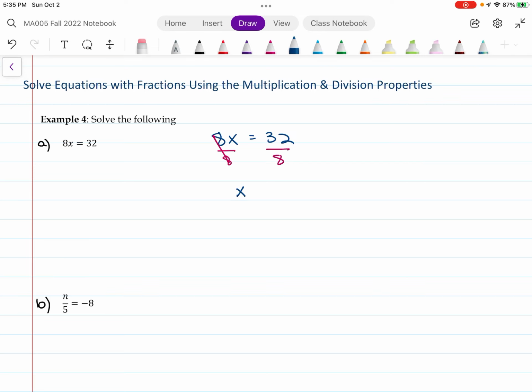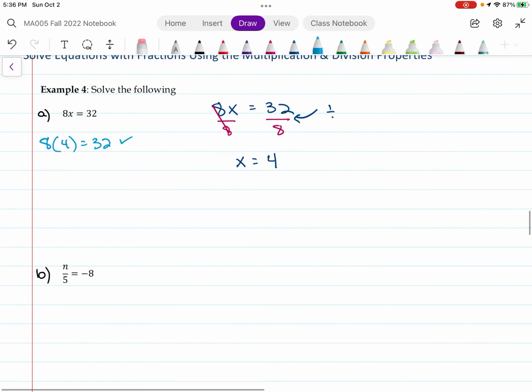And I get x equals 32 over 8. Well, that goes in perfectly. 32 divided by 8, remember, that's just a divide sign. 32 divided by 8 is 4. So how are you going to check that? You're going to check by just saying 8 times the 4 that we got is 32. Is that true? Yes, it is. That one's an easy one to check. Some of the others are a little harder.